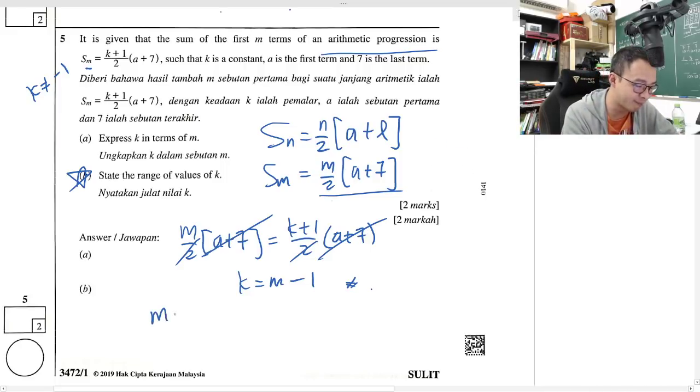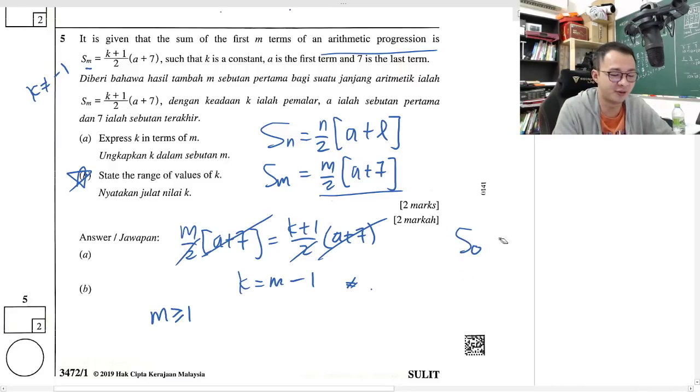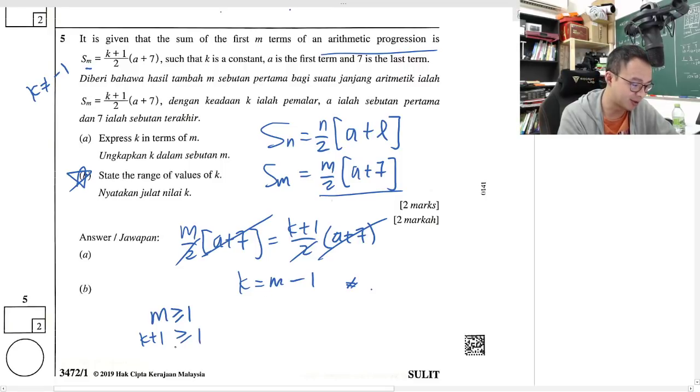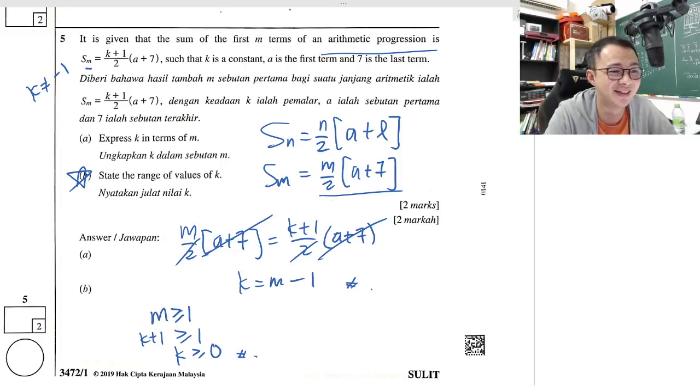So therefore I know m must be bigger or equal to 1. We can have sum of 1, 2, 3, sum of 5, sum of 6, sum of any number must be bigger or equal to 1. You seldom see S0. We don't have the sum of 0 terms. So because of this, my m basically equals to k plus 1, isn't it? I just move my -1 to the other side. So it must be bigger or equal to 1, so k must be bigger or equal to 1 minus 1, which is 0. So I guess this should be my range of k. Yeah, I might not be correct, but I hope I'm correct.